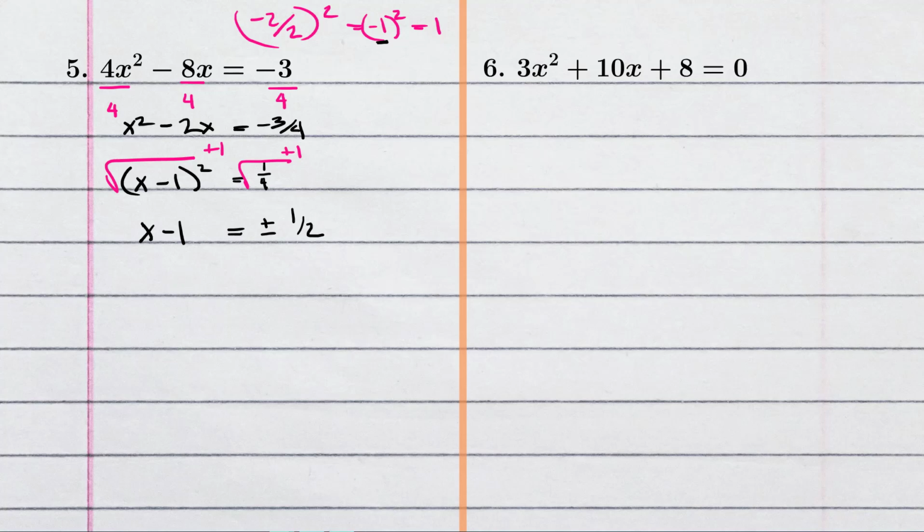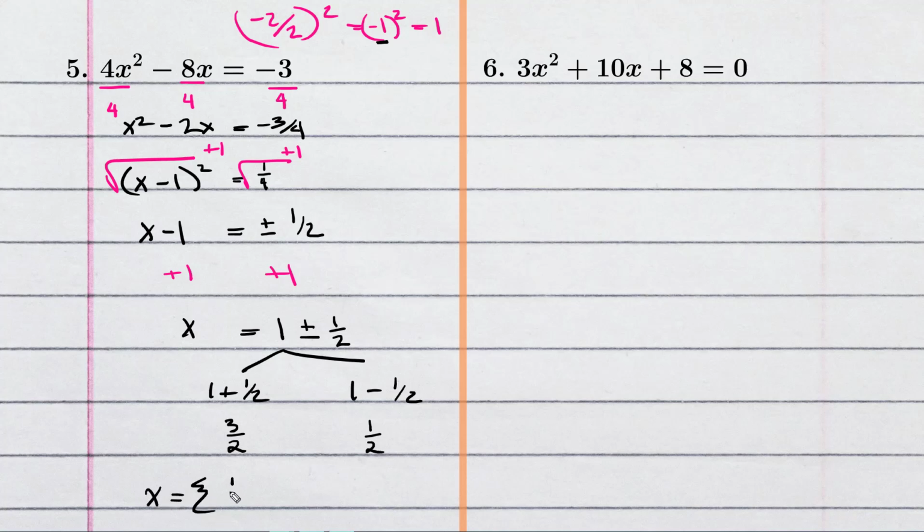Now I need to move the negative 1 away from the x. And so I have x is equal to 1 plus or minus 1/2. And so when I find my two solutions, I have 1 plus a half and 1 minus a half. 1 plus a half is 3/2. 1 minus a half is 1/2. And so my two solutions are 1/2, comma, 3/2.